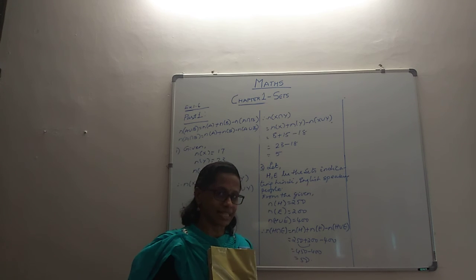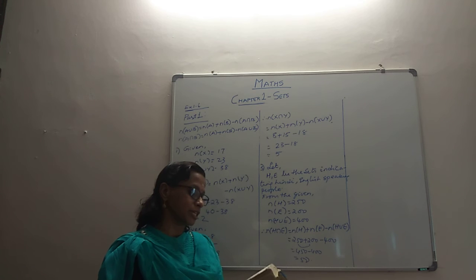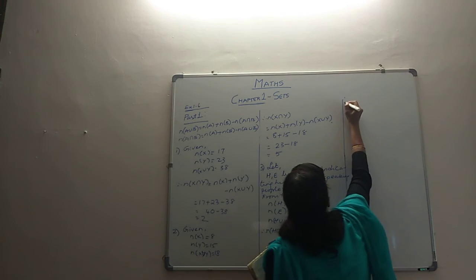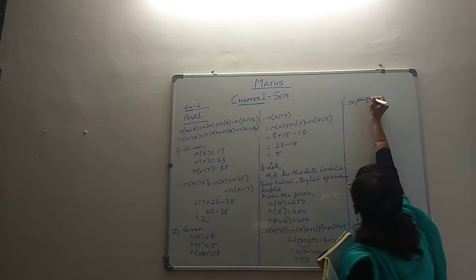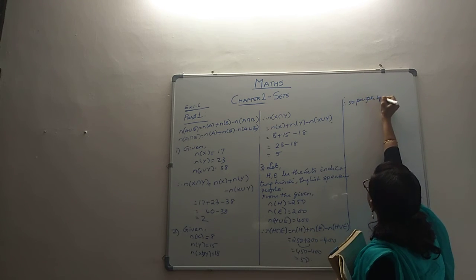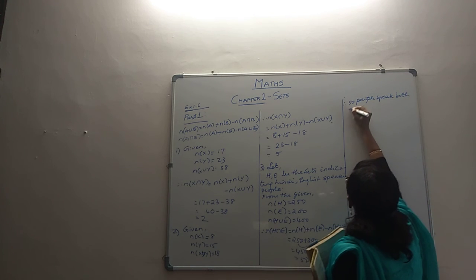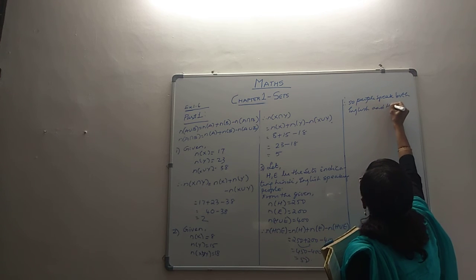Now this H and E, all this is what we have created. So we cannot leave the answer like that. You have to conclude the answer properly. Let's see what they ask us. How many people speak both English and Hindi? So therefore you can write, therefore 50 people speak both English and Hindi.